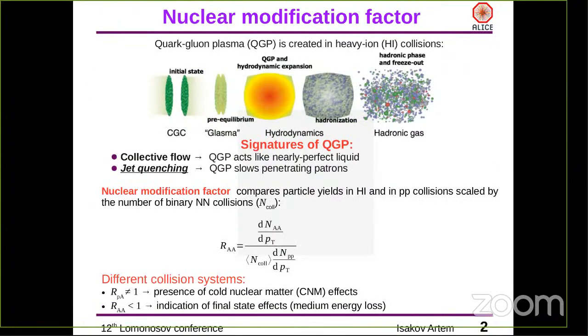Ultra-relativistic collisions of heavy ions at the LHC create high energy densities and temperatures, which lead normal nuclear matter to transform to its deconfined phase, called quark-gluon plasma. There are a few significant signatures of the QGP formation: its collective flow and jet quenching. A large observed collective flow tells us that QGP acts like a nearly perfect liquid, while jet quenching shows that QGP can slow down penetrating partons.